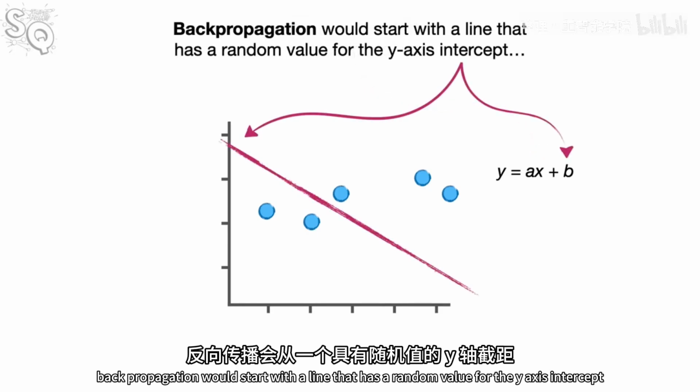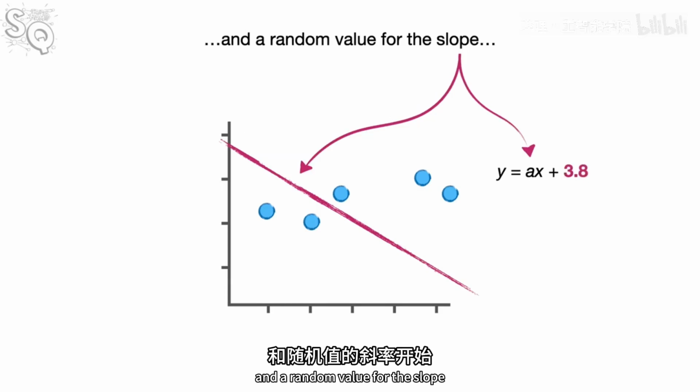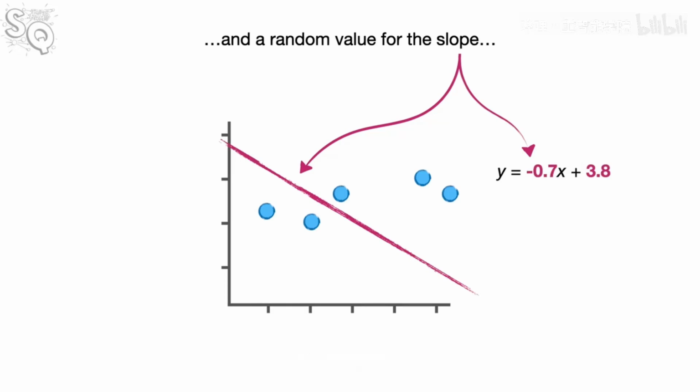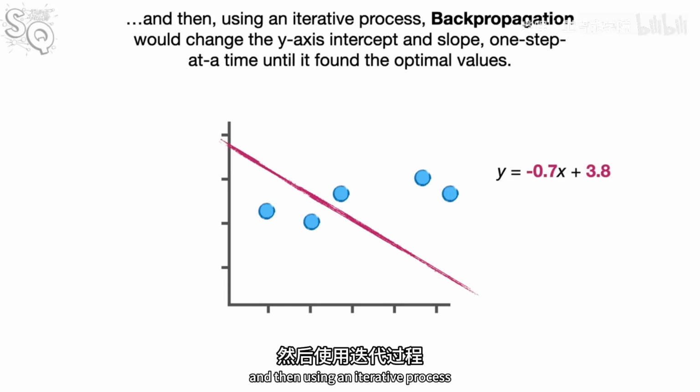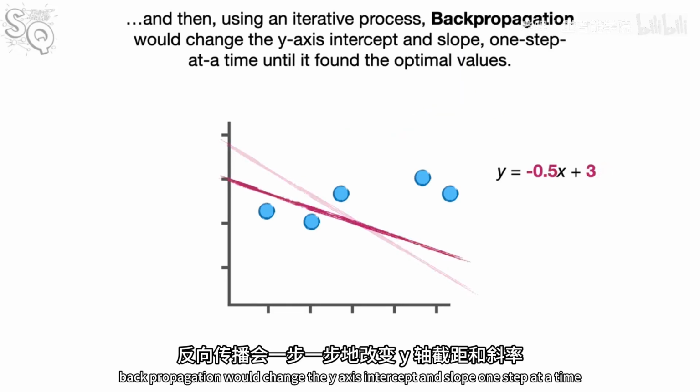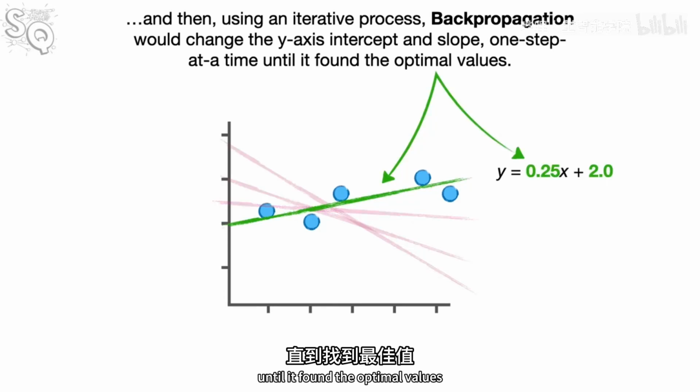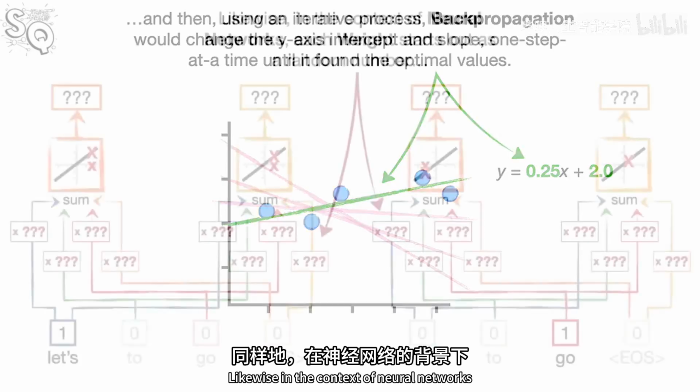Backpropagation would start with a line that has a random value for the y-axis intercept, and a random value for the slope. And then, using an iterative process, backpropagation would change the y-axis intercept and slope one step at a time until it found the optimal values.